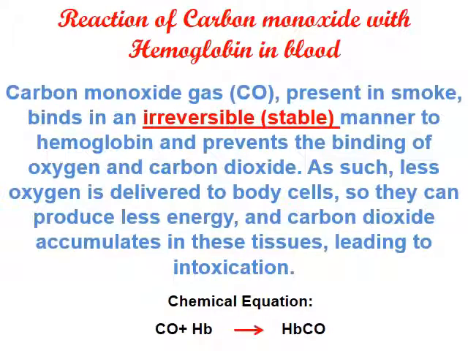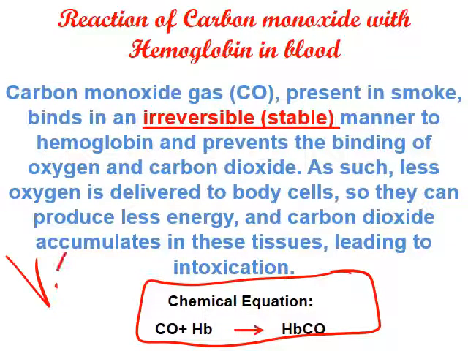Now the reaction of carbon monoxide. Carbon monoxide is known to be a gas that's found in smoke. It binds irreversibly, meaning that it's stable. It can't happen in both directions. So it binds to hemoglobin and prevents the binding of oxygen and carbon dioxide. As such, less oxygen will be delivered to the body cells so they can produce less energy, and carbon dioxide will accumulate, leading to intoxication. The reaction is CO plus Hb gives HbCO. This is a very important note. You have to pay attention to this note.